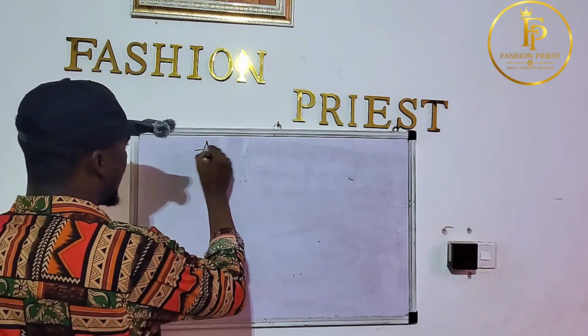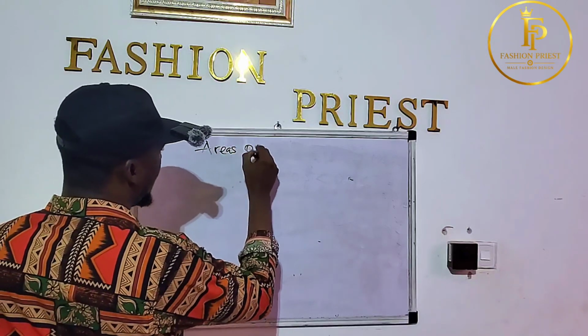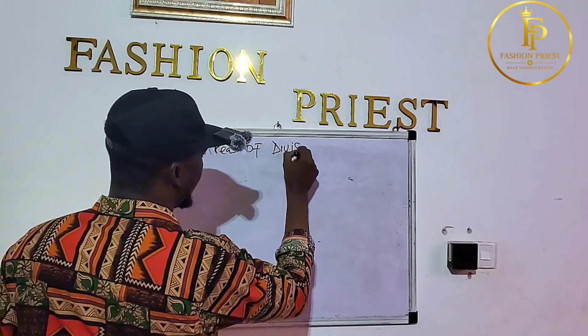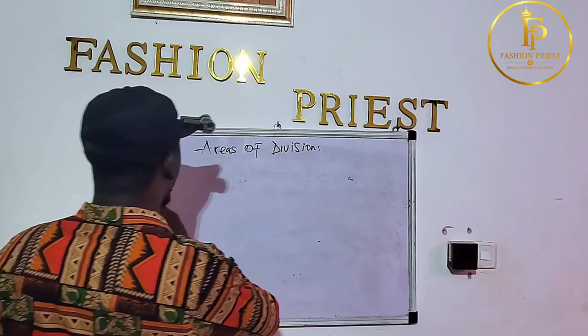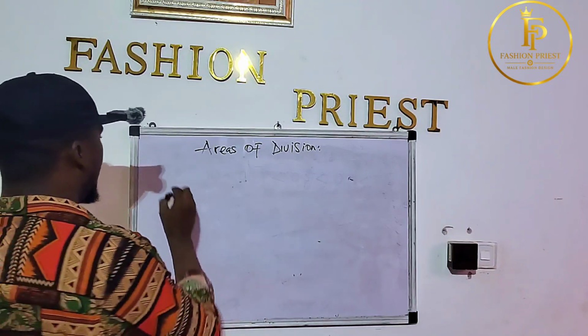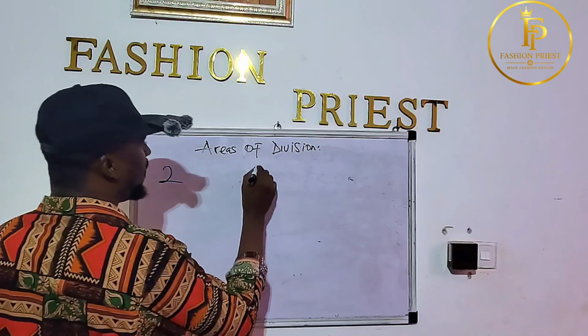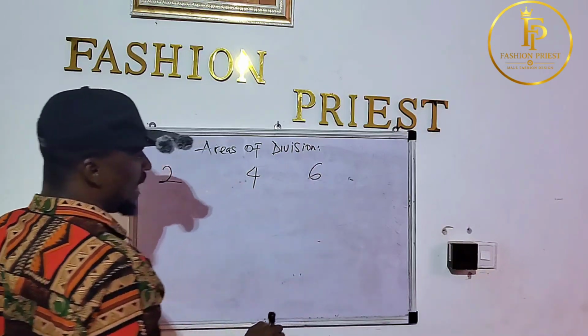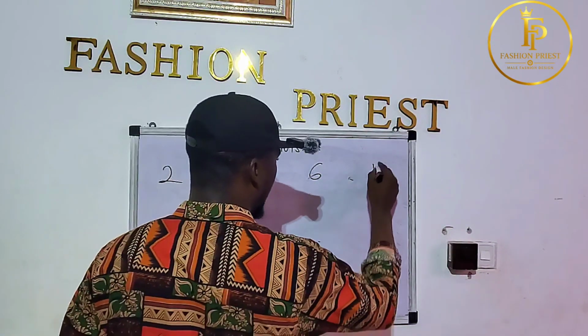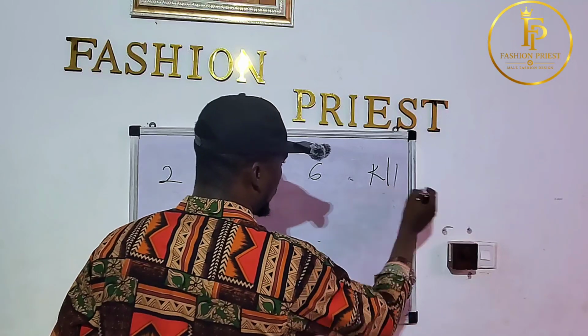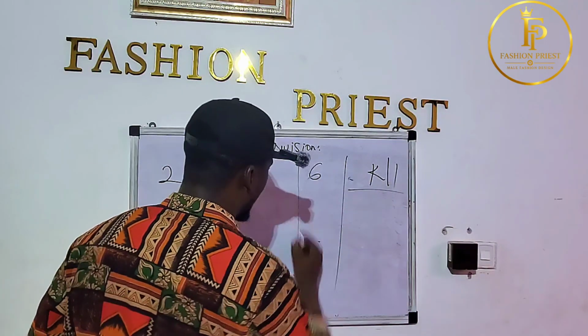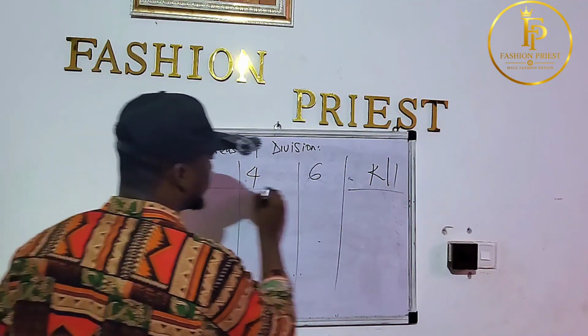These are areas of division, right? Areas of division. Now, when you have these areas of division, the first number is two, followed by four, and lastly by six. And they have what they call constant, or K, or one. These are the ones that don't need to be divided by anything. So these are the numbers we are going to work with.